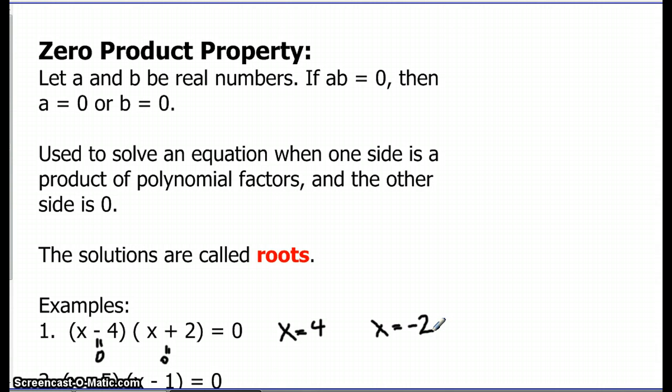In the second example, the quantity x minus 5 times the quantity x minus 1, again, set each factor equal to 0. If x minus 5 equals 0, then x must in fact equal 5. And in the second factor, if x minus 1 equals 0, then x must equal 1.